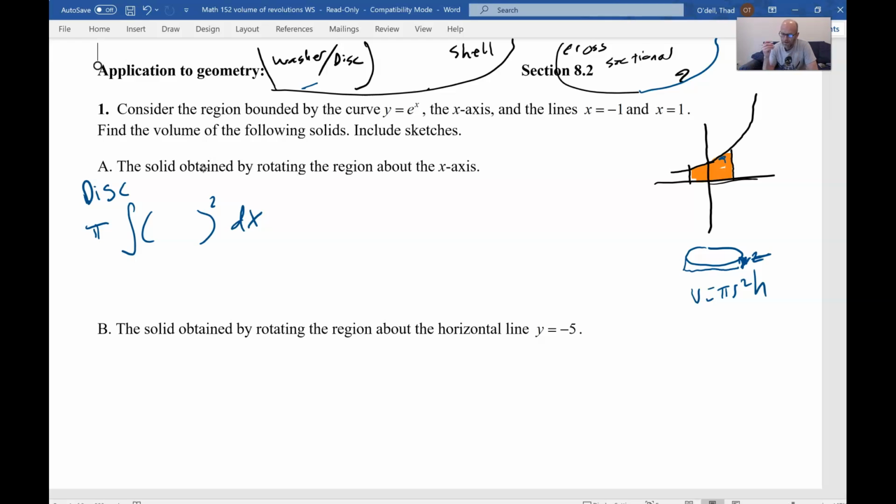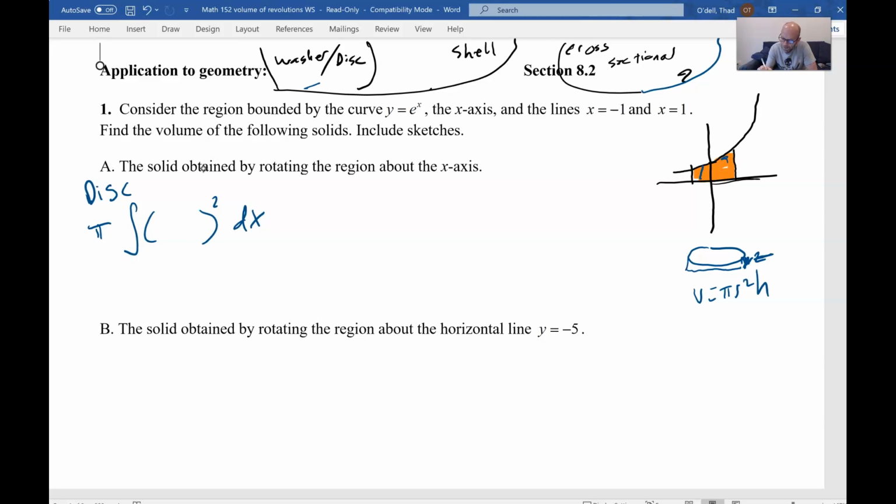Well, for the disk method, the radius is just the distance from the line of rotation to the outside edge. And you can see some examples of the radius here, right? It looks like the radius is always the distance between this line and that line. Well, that's just y equals e to the x and y equals 0. So e to the x minus 0 would be e to the x.